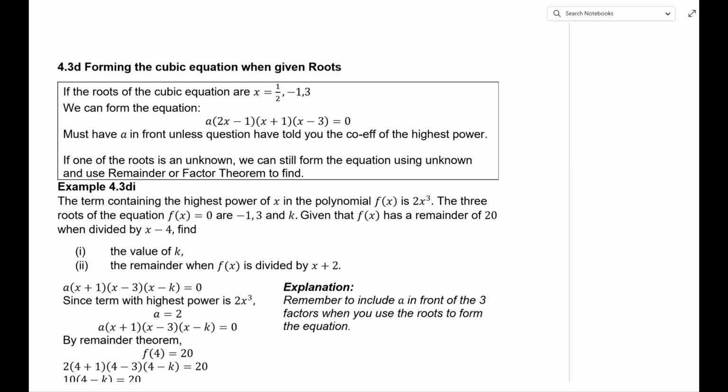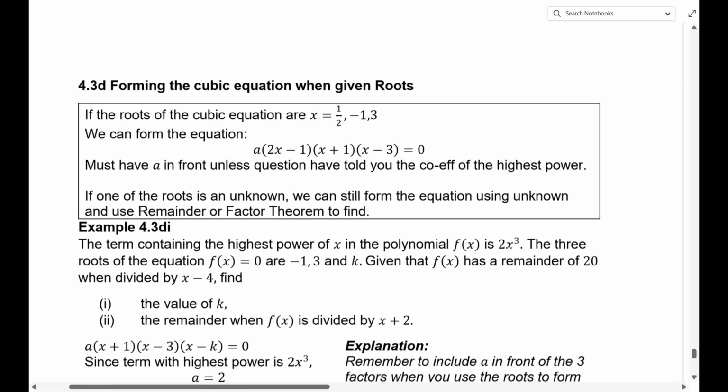Okay, so now the final part of polynomial, we are forming the cubic equation when given the roots. So at the start, we've always been finding factors or solving for x, right? But now we are forming the equation when the question gives us the roots. So for example, if the roots of the cubic equation are x equals half, minus 1 and 3, we can form the equation with these brackets first.